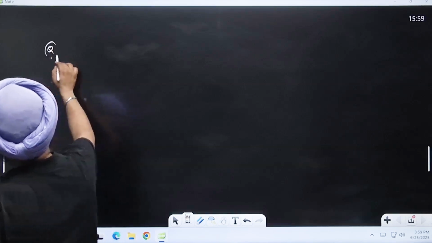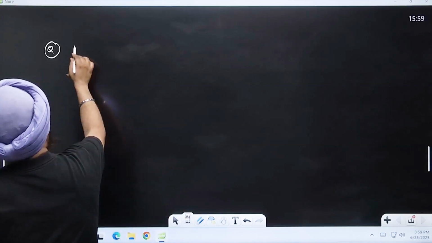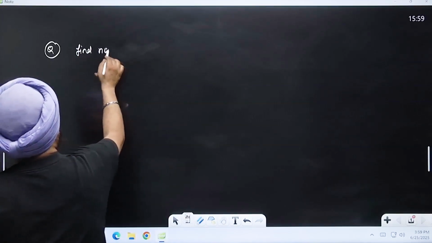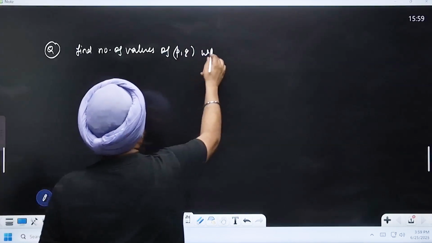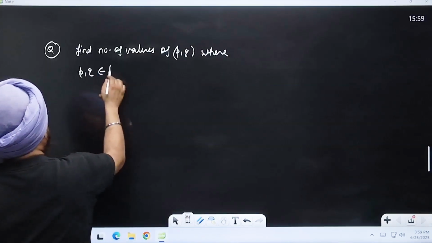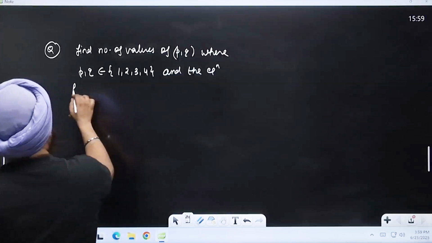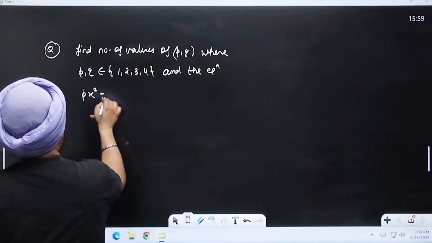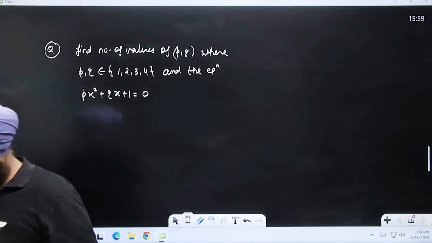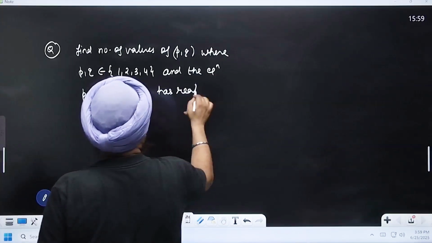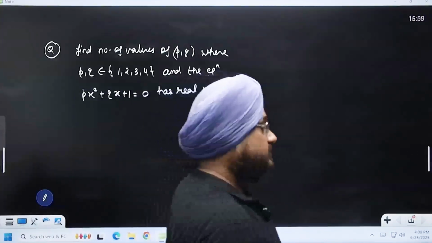So the next question is: find the number of values of PQ where P and Q belong to 1, 2, 3, 4, and the equation Px square plus Qx plus 1 equal to 0 has real roots.